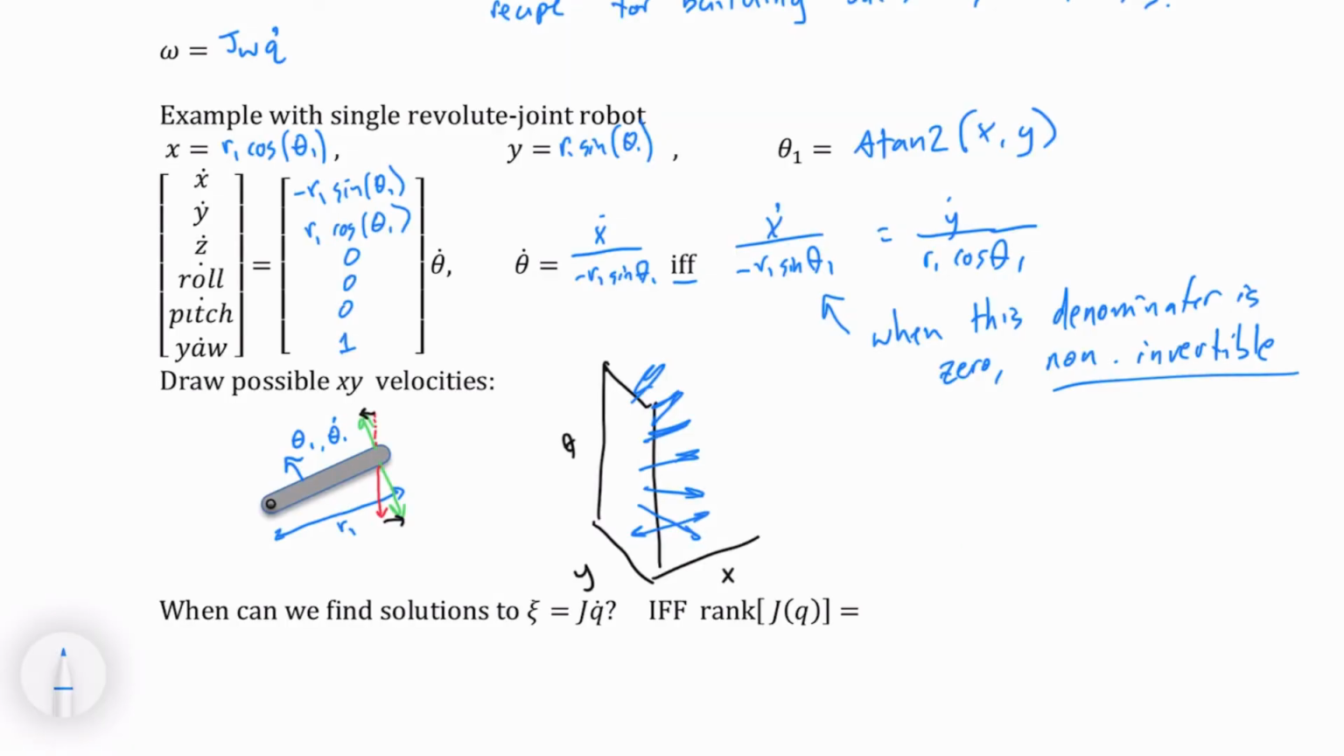So a valid question that you can ask is, when can we find solutions to psi equals J, the Jacobian times q dot? Well, we can only do that if the rank of this Jacobian at configuration q is equal to the rank of an augmented matrix, where we take the Jacobian and augment it with psi. If the rank of this is equivalent to the rank of the Jacobian, that means that psi is in the range space of the Jacobian, then you can find solutions to that.